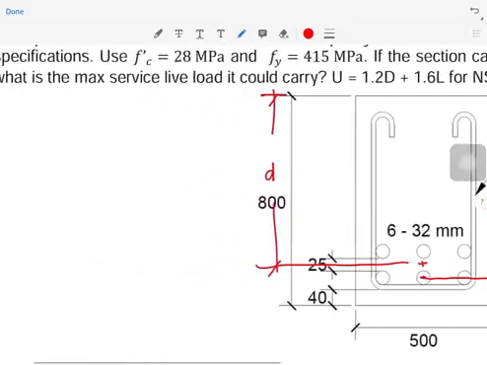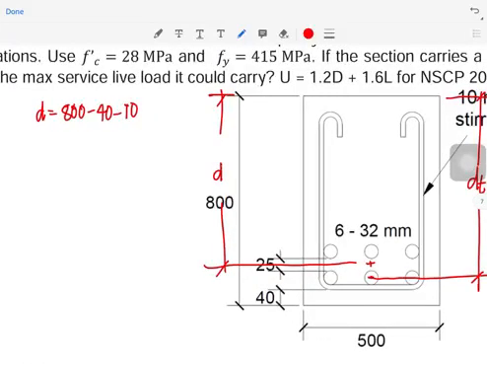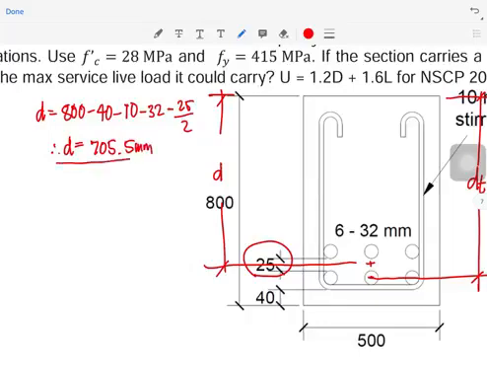Now how to get d? So d is equal to 800 minus 40, minus 10. Again, that is the concrete cover, then minus the diameter of the stirrups, then minus 32. Then since it has a spacing, guys, the spacing between the two layered longitudinal bars is 25. Since d is at the center, minus 25 over 2. Therefore our d is equal to 705.5 mm.